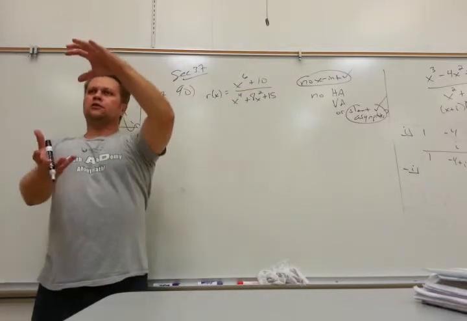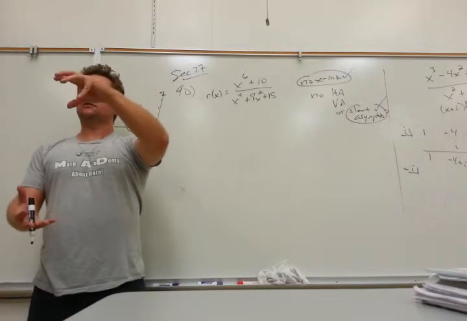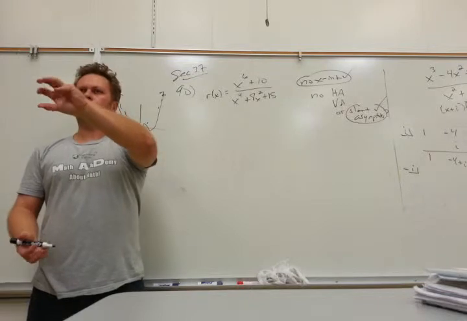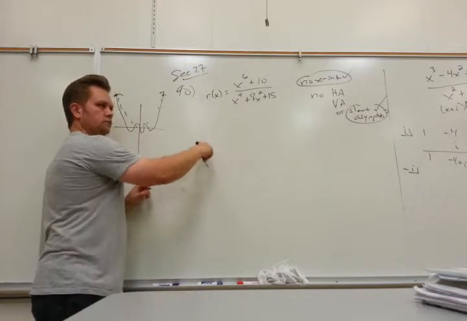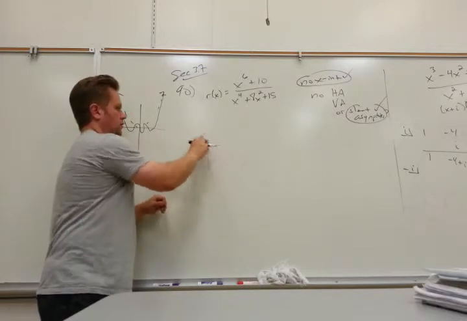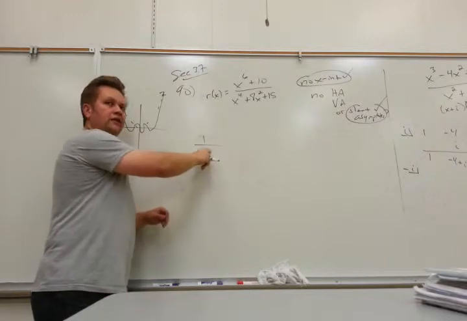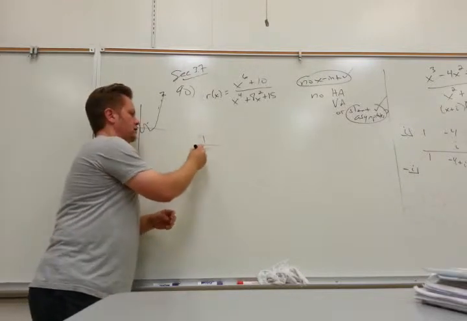X-intercepts for rational expressions always come from the top, because the only way to make a rational expression equal to 0 is if the top is 0. The only thing I could put in here to make it 0 is a 0 there. I could put the biggest number I can imagine down there. It's not going to be quite infinity, but the biggest number you can imagine.